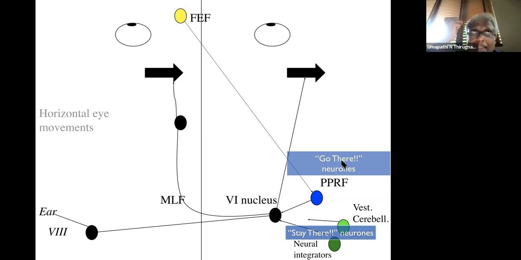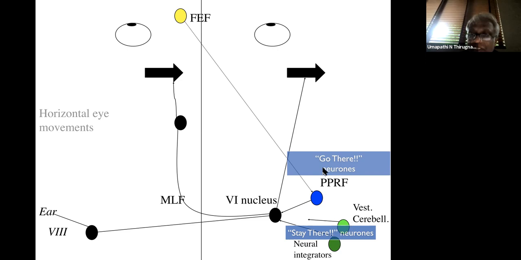Basically it takes the content, the intent from the frontal eye field and converts it into a signal: go there. It takes a whip and says, go there, that kind of signal. Okay. So these go there neurons are discrete structures in various structures.